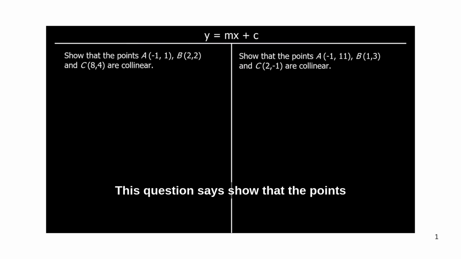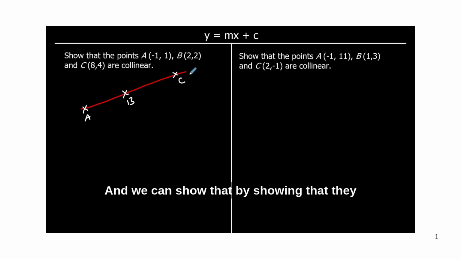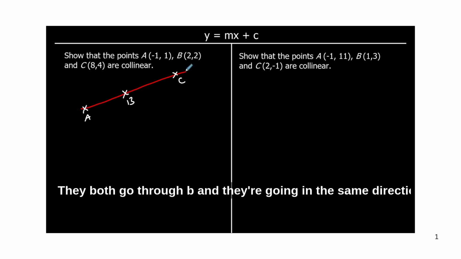This question says show that the points A, which is (negative 1, 1), B, which is (2, 2), and C, (8, 4), are collinear. So they're on the same straight line. They're all lined up together. And we can show that by showing that they have the same gradient. So if A to B has the same gradient as B to C, they must be on the same straight line. They both go through B and they're going in the same direction.